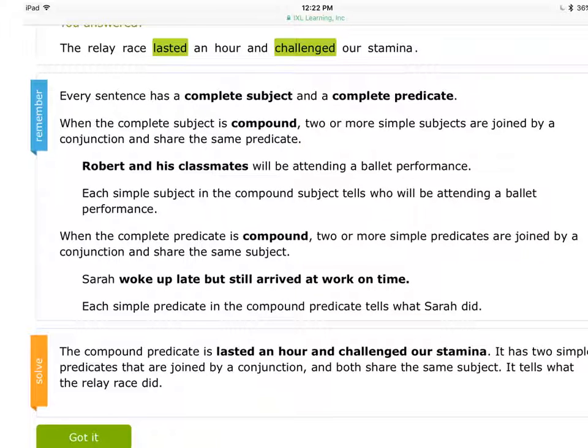Now, it works the same way for the predicate. When you've got a compound predicate, two or more simple predicates are joined by a conjunction and they share the same subject. So in this case, when I ask who's doing what, what happened is, well, they woke up late and arrived at work on time. All of these things have to do with what Sarah did. So let's try a couple.